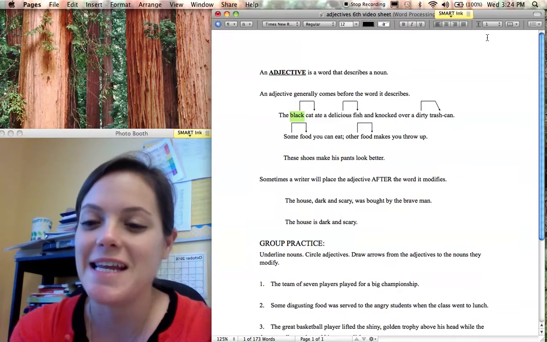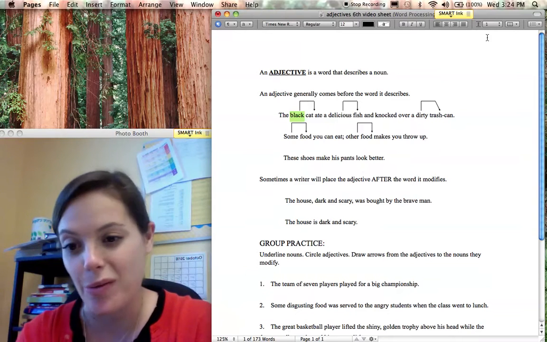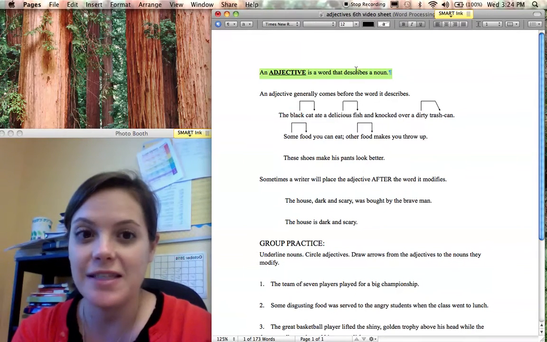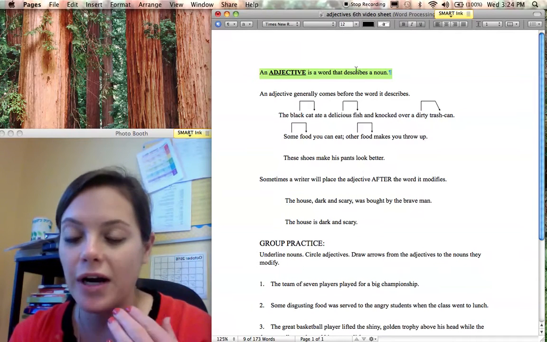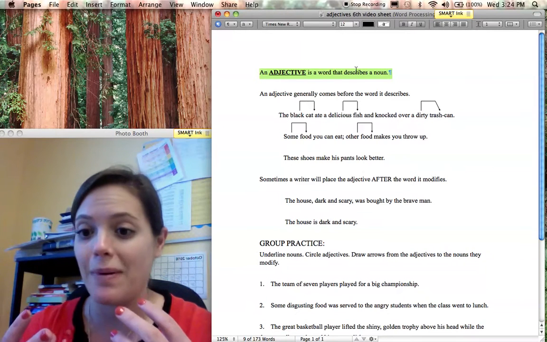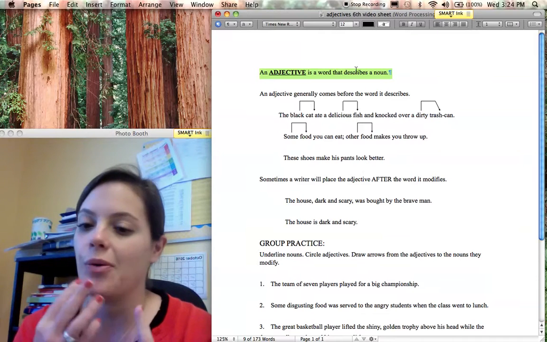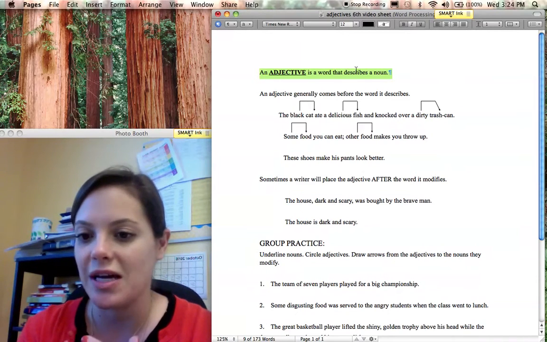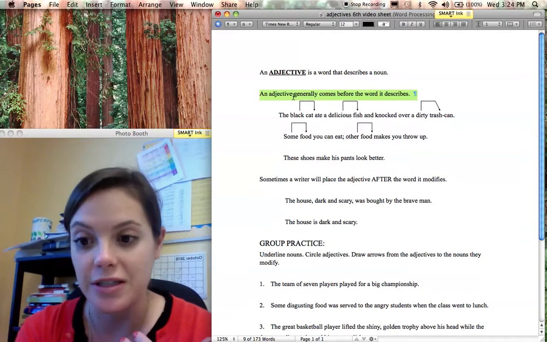Hey guys, so today we're going to be talking about adjectives, which are another part of speech along with our nouns, pronouns, and verbs. So an adjective is a word that describes a noun. Adjectives give us more information about a noun and help us understand more about them, usually giving us information like which one, how many, what kind, what color. Adjectives will help answer those kinds of questions. Now, an adjective generally comes before the word it describes.